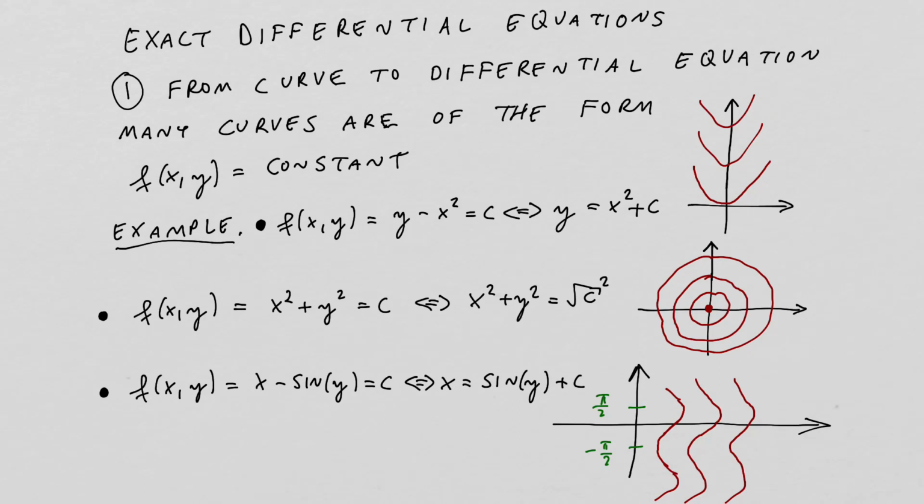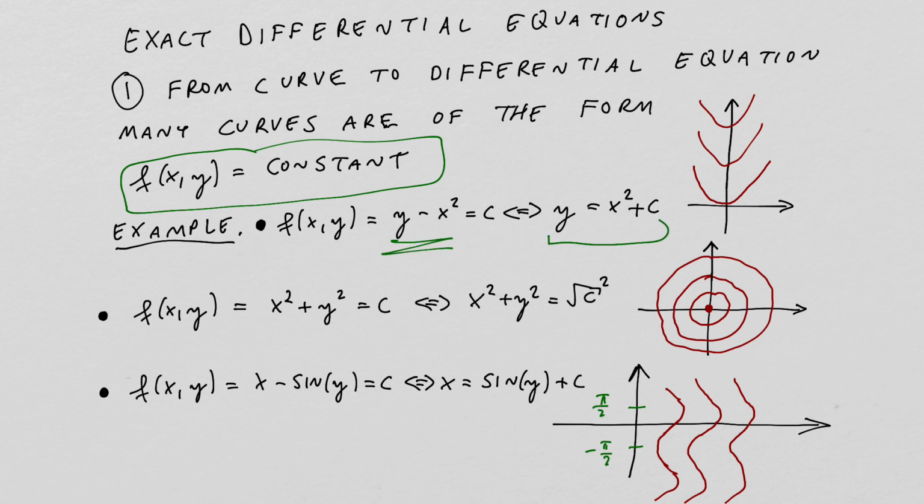Let's talk about exact differential equations. And let's first see how these are derived. We can have some curve in the plane defined in that way that some function is constant. For example, if our function would be y minus x squared, we would get that y is x squared plus some constant, so we would get some kind of parabola.